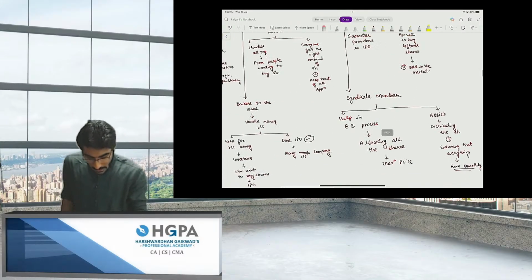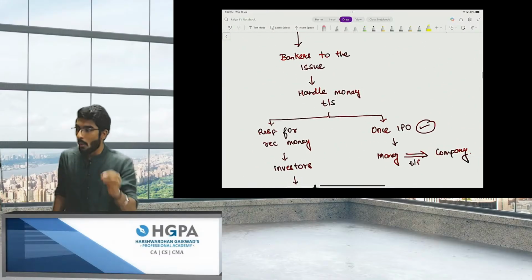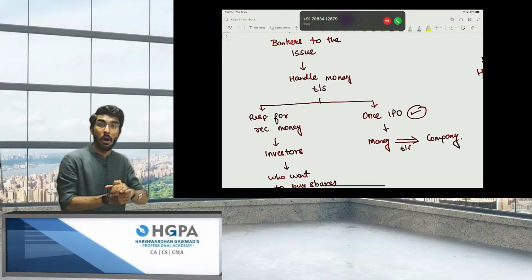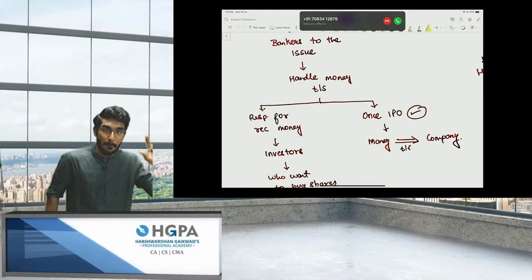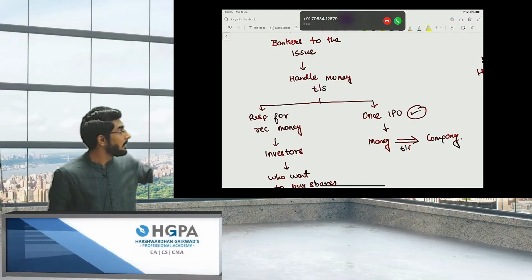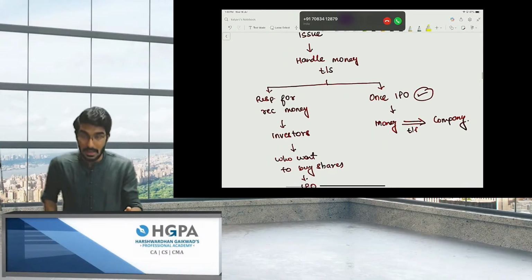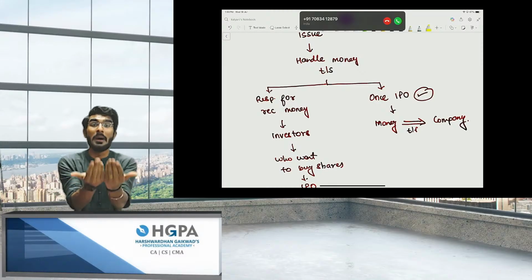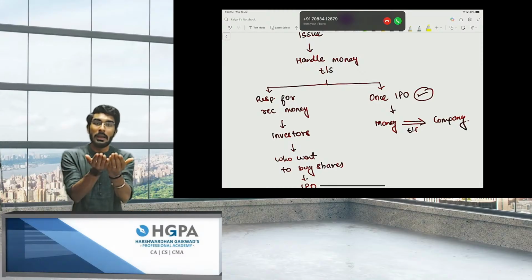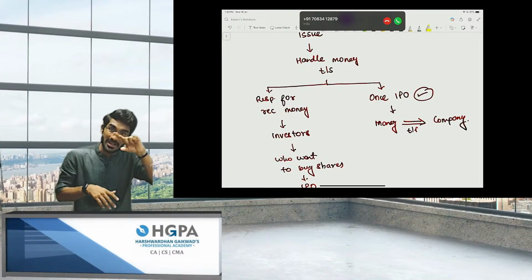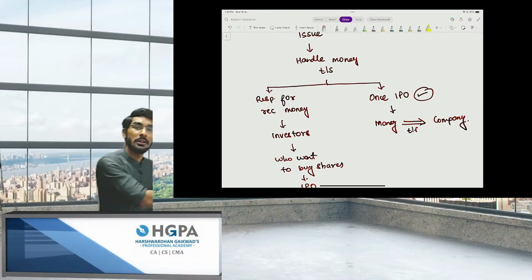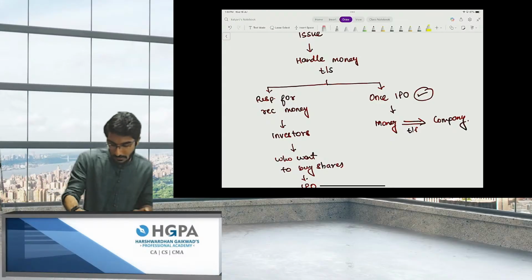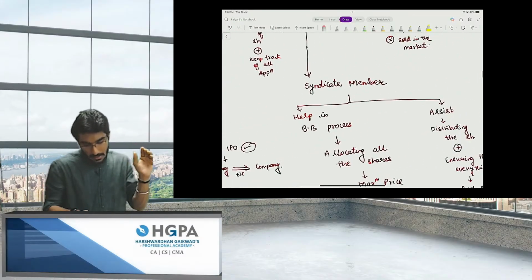Right, people? Then comes the banker to the issue. What is the role of the banker to the issue, people? The banker to the issue handles all the money related transactions. He does two things, people. He is responsible for receiving money from the investors. Once IPO is done, he will transfer this money back to the company, people. Then comes the syndicate member.